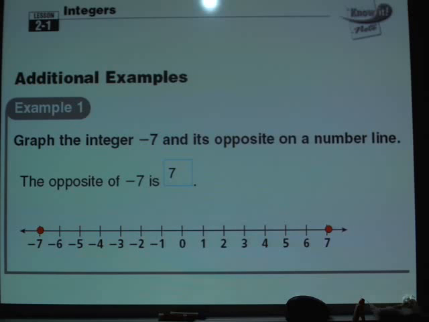Okay, so the first question is asking me to graph the integer -7 and its opposite on a number line. So, not a big deal as far as plotting -7 because we see -7 right on the number line. -7 is this dot you see off here to the left on the screen. That's pretty easy. When we're talking about its opposite, remember the definition said that it's the number that's the same number of jumps away as that number, but in the opposite direction.